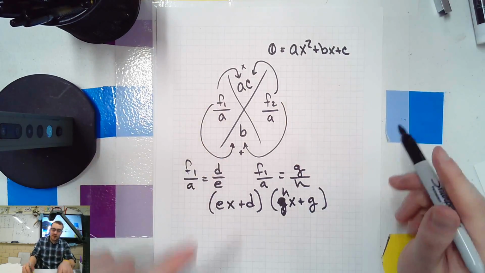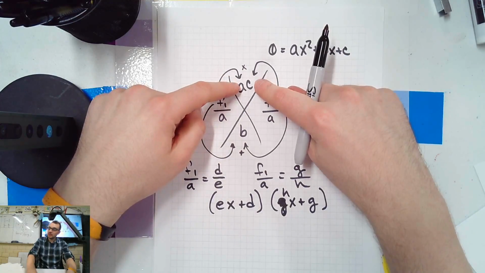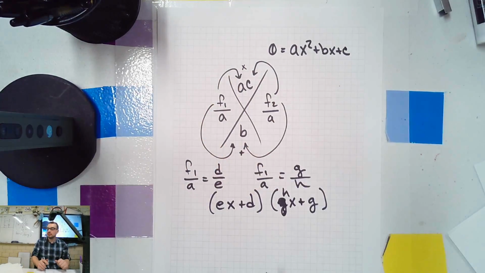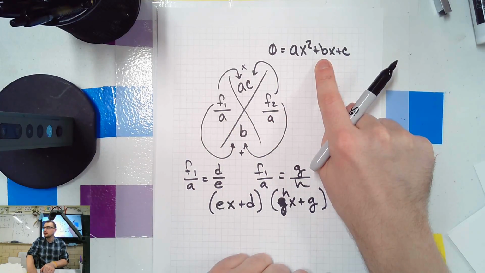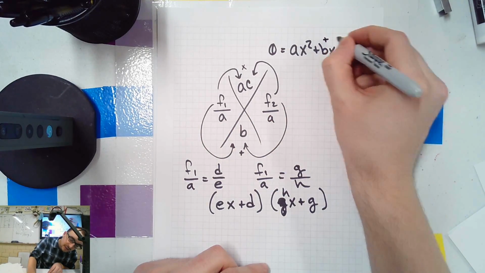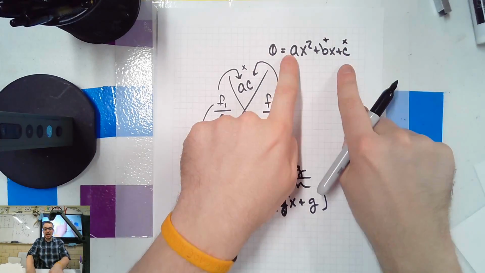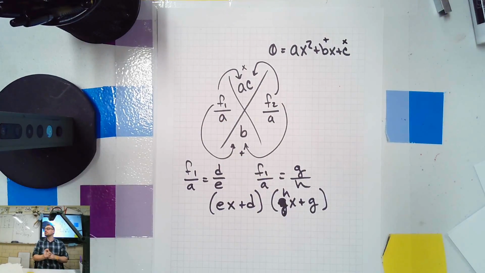Factors of AC that add to B. The numbers that multiply to this and add to that, basically. Except it's going to be AC because there's an A greater than 1. Okay? So let's practice using this method.